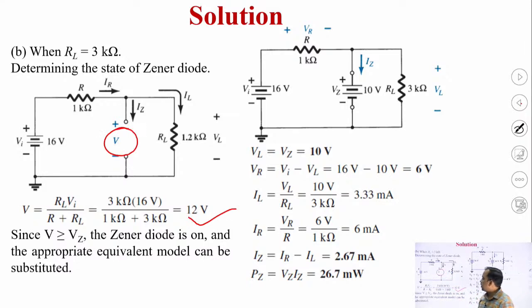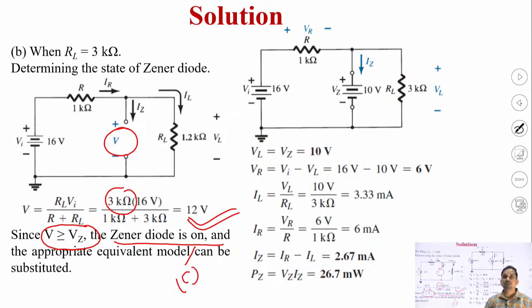Again I am using the voltage divider. So 3 multiplied by 16 divided by 1 plus 3, the voltage will be 12 volt, which clearly indicates that 12 volt is greater than the Zener voltage, which was given as 10. So when the open circuit voltage is greater than VZ, the Zener diode is on. The Zener diode is in the on state, meaning it is operating in region C, and it can be represented by a battery of VZ volt, which in this numerical was given as 10 volt.